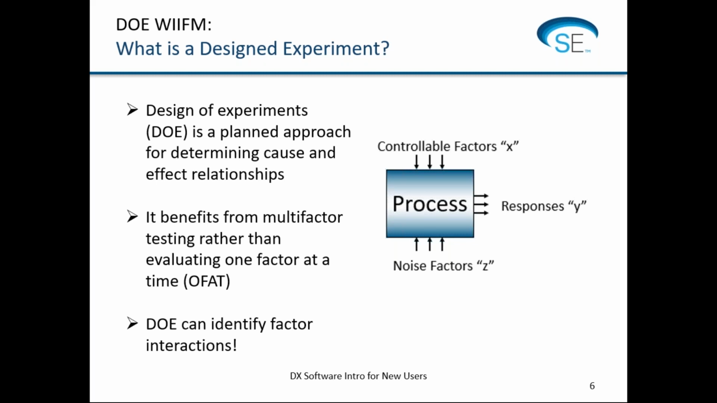Well, first of all, what exactly is a designed experiment? And here's one way to describe it. It's a planned approach for determining cause and effect relationships, right? So if we look at this thing on the right, like a process, we have controllable factors. We call those the X's, the knobs that we turn on the machine. And then we have these responses, things that we're interested in, called the Y's, okay?